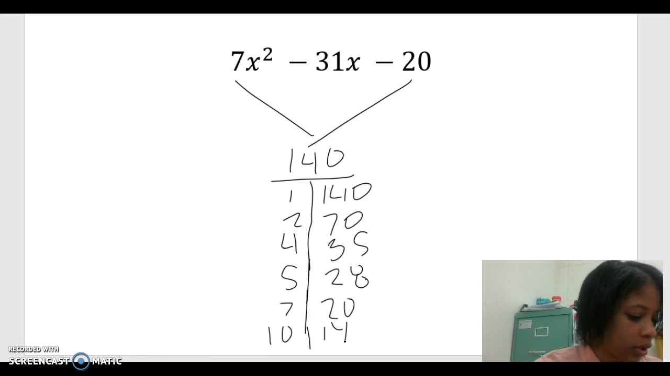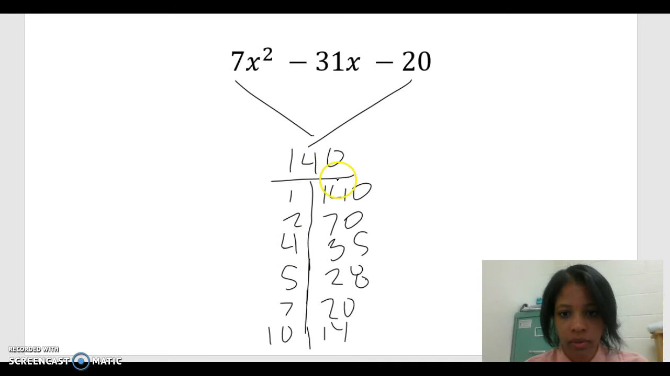We might actually be done. 11 doesn't work. 12 doesn't work. Alright, so yeah, so we're done. So these are my factors of 140.